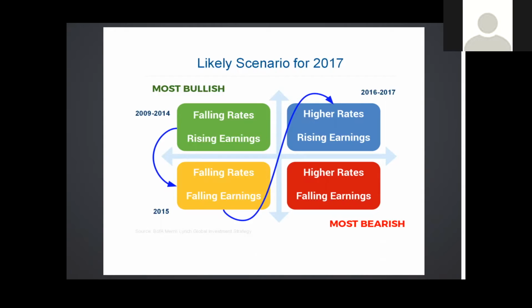In 2015, we entered into a much less favorable environment, one with falling interest rates, continuing the pattern, but falling earnings. And those falling earnings were primarily in the energy sector, but also in other small cap stocks. And that ended in the third quarter of 2016. So we've now segued to the upper right quadrant here. And in 2016 and in 2017 going forward, we're anticipating higher interest rates and rising earnings.